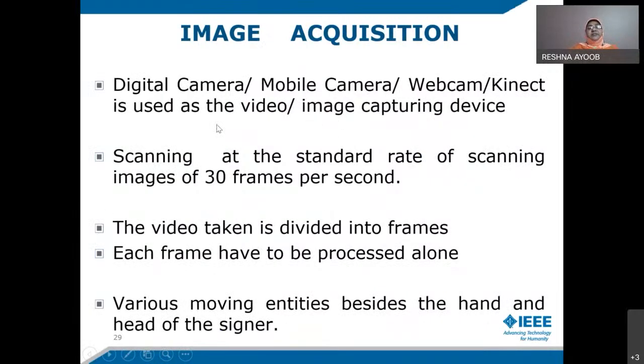Image acquisition can be done by using a digital camera, mobile camera, webcam, or Kinect. It can be either a video or image capturing device. The scanning of the image is done at a rate of 30 frames per second. The video is taken and divided into frames, and each frame has to be processed alone. There will be various moving entities besides the hand and head of the signer, so we have to remove all these.